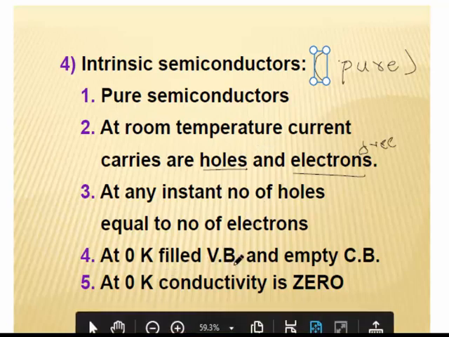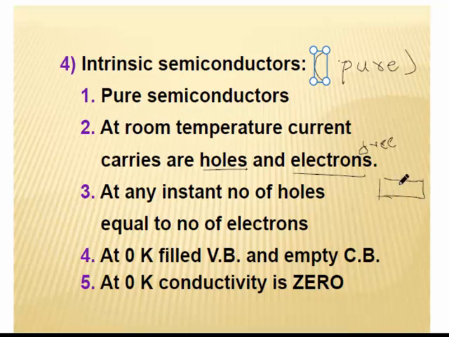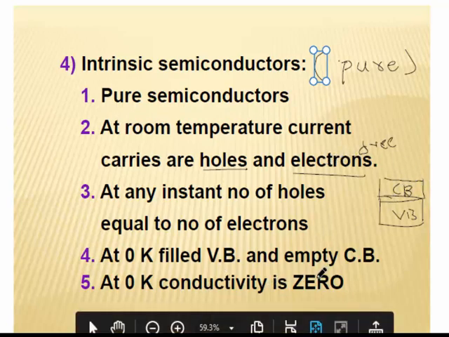At 0 Kelvin, you get a filled valency band and an empty conduction band, and the conductivity is 0. At 0 Kelvin the conduction band is completely empty. Only the electrons in the valency band are available. So if the conduction band is empty, no free electrons are available, so no current. That is why the conductivity at 0 Kelvin is 0 for intrinsic semiconductors.